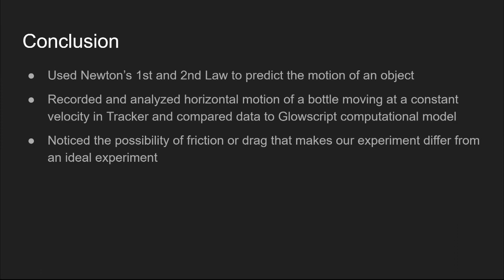So to conclude, in this lab, we used Newton's first and second law to predict the motion of an object. We recorded and analyzed horizontal motion of a bottle moving at a constant velocity in Tracker and compared the data to the GlowScript computational model. And we noticed the possibility of friction or drag that makes our experiment differ from an ideal experiment.